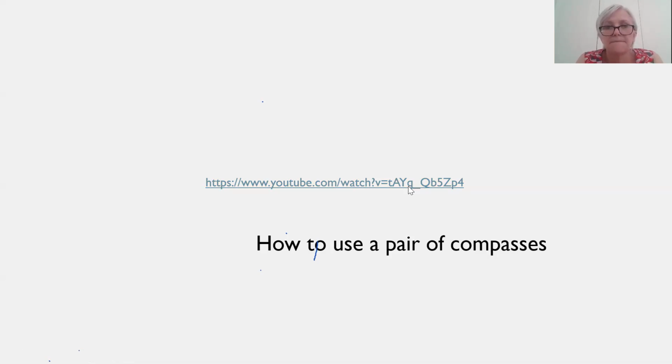And then you put your pencil in. Now you can't have it too short, otherwise you won't be able to see the mark. So the pencil point should be just slightly beyond the point of the compasses. And then you use that wheel there to tighten the pencil so it doesn't fall out.